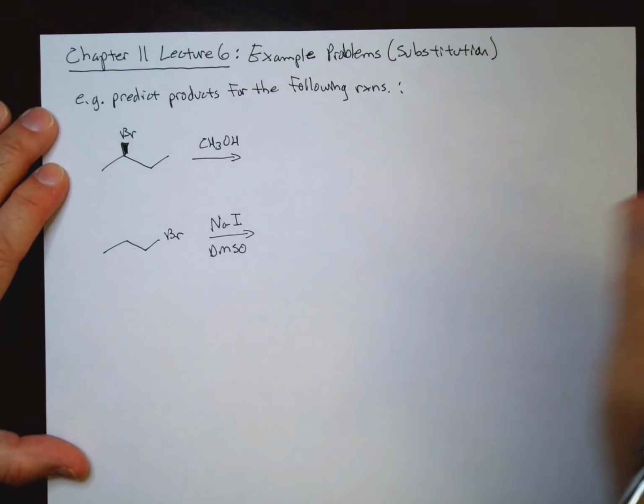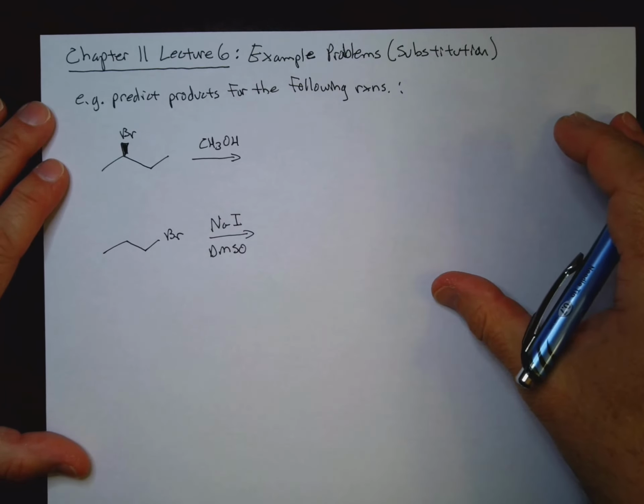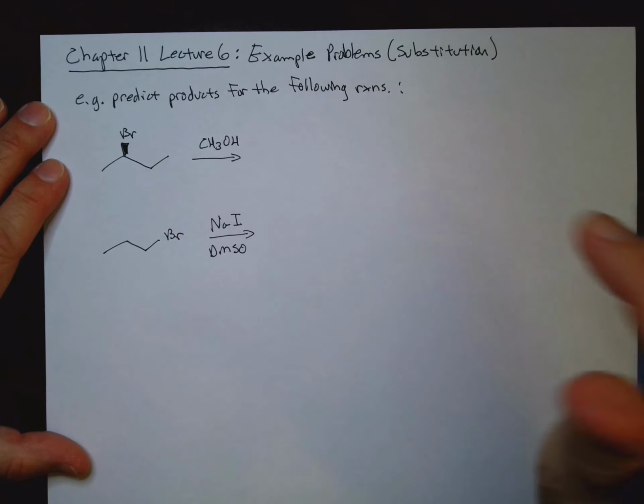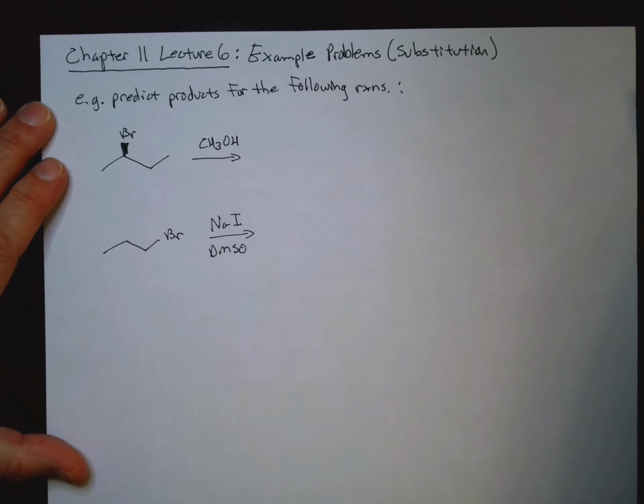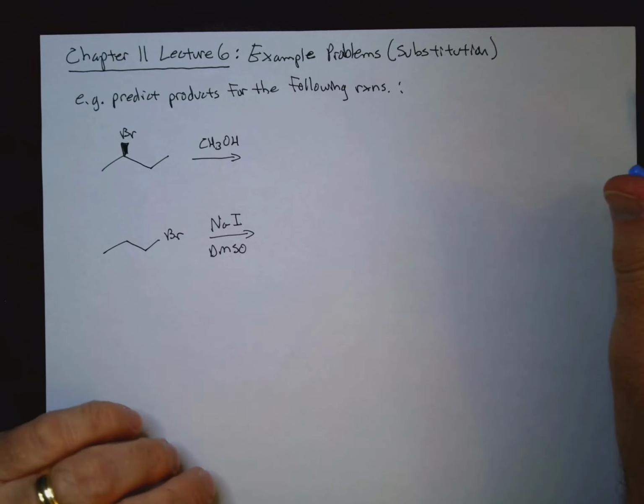Okay, now that you're back, let's take a look at how you would approach something like this. The first thing to do is figure out, based on the conditions, whether you're going to get SN2 or SN1.